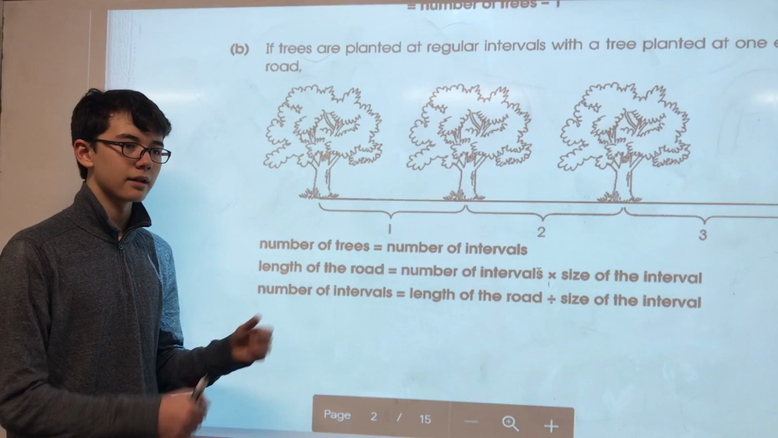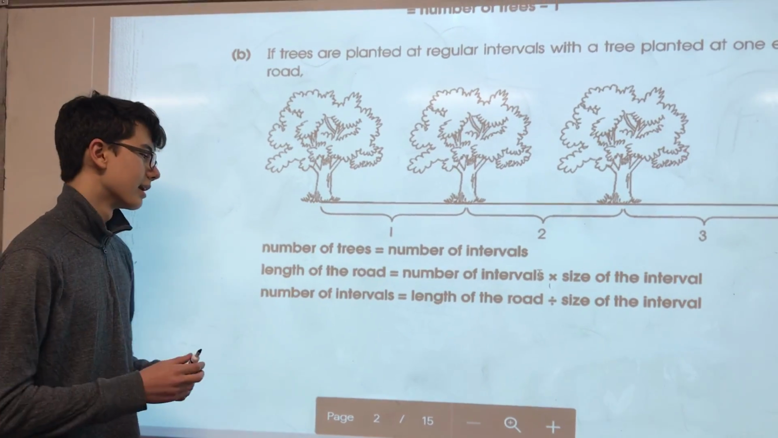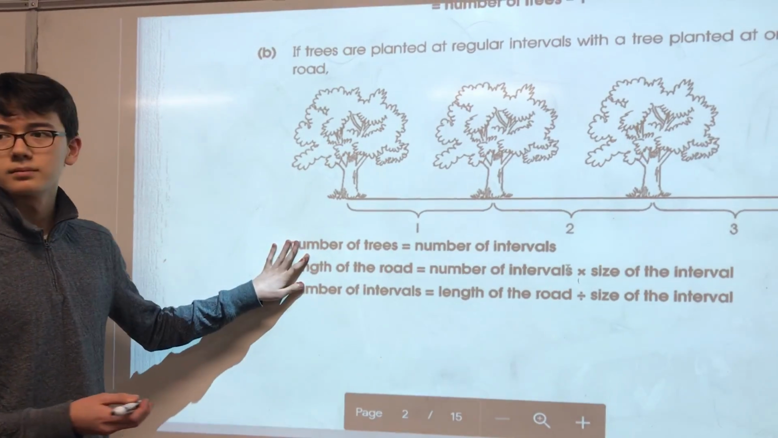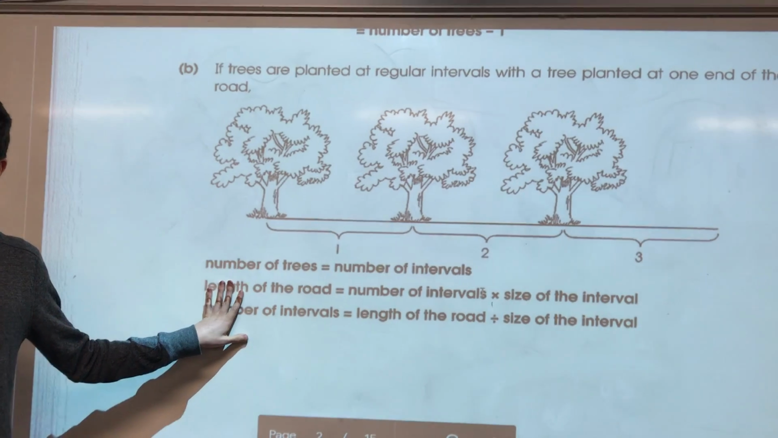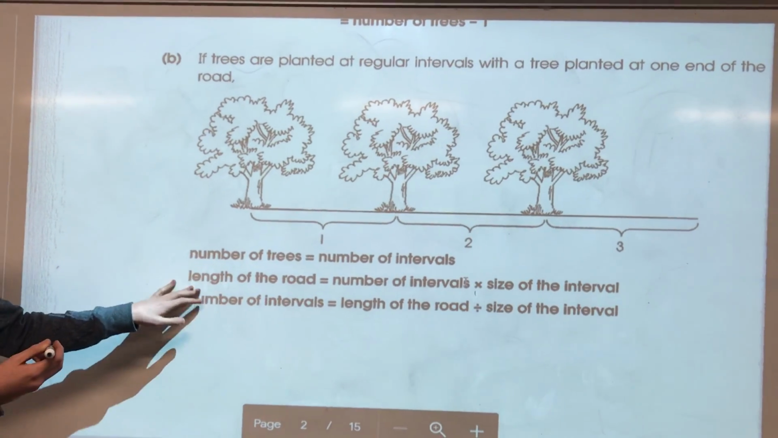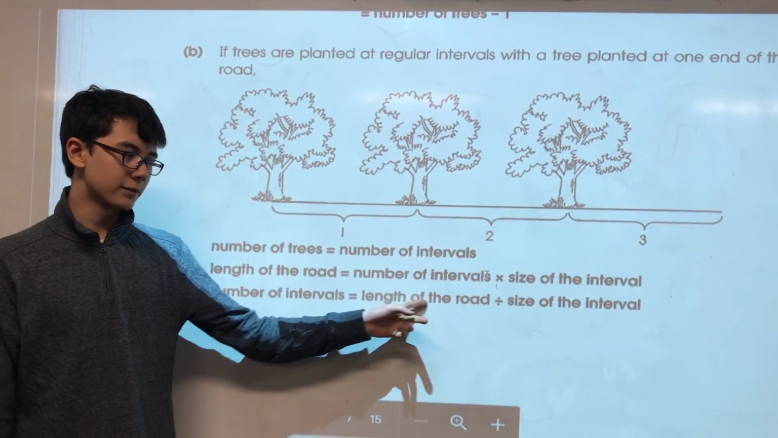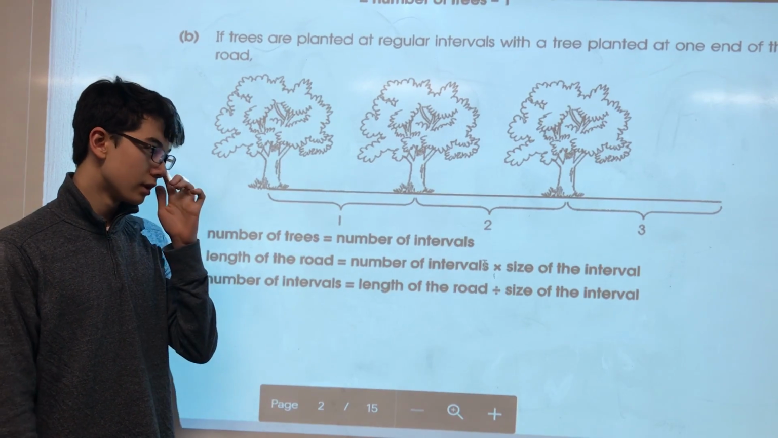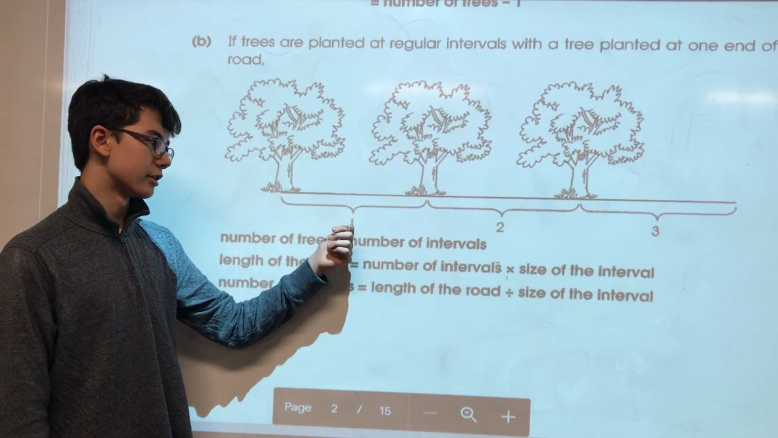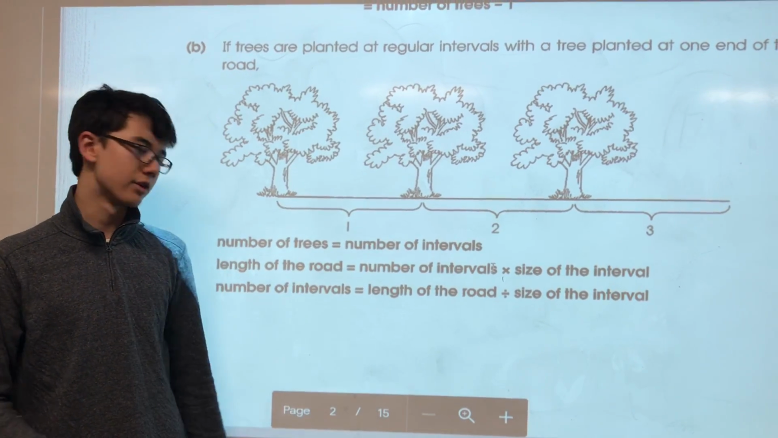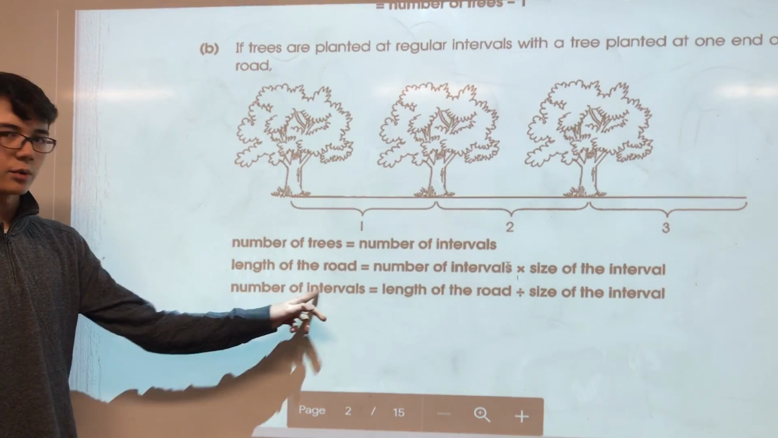And the length of the road is the number of intervals times the size of the interval. So we have 3 intervals and they're each 1, so the length of the road is 3. And then the same thing with the number of intervals.